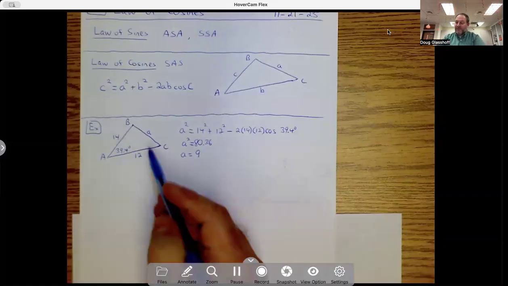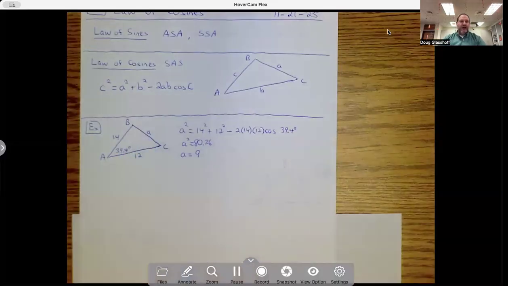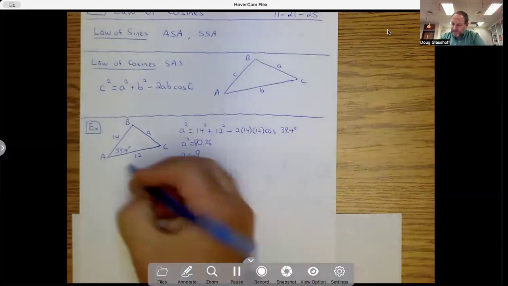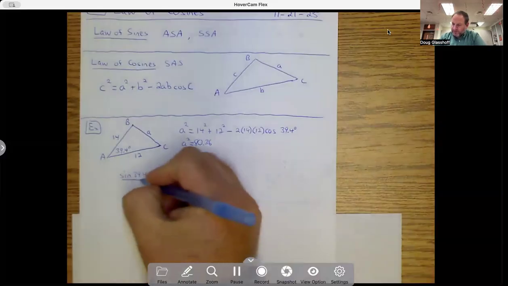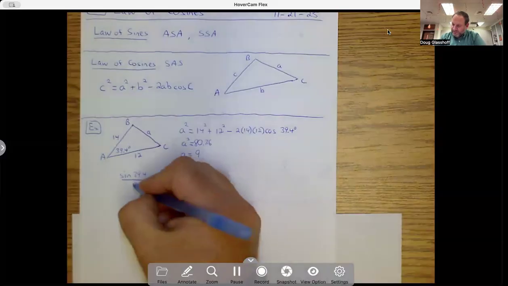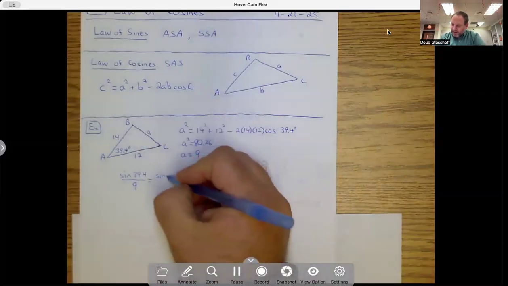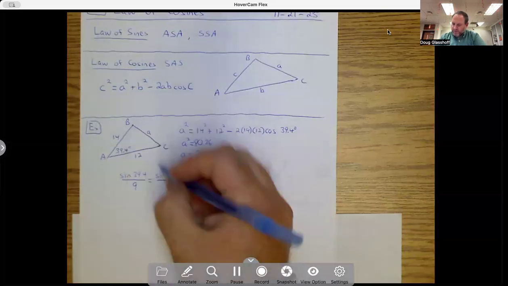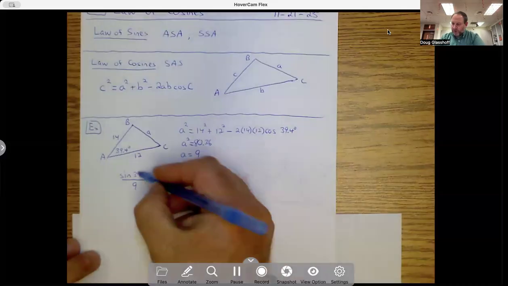Okay, so now we have a side, an angle and a side across. Remember, that's when you can use law of sines. So in this case, the sine of 39.4 is to 9, as the sine of B, which we don't know, angle B, is to 12. Okay. So again, just like yesterday, I'm going to cross multiply and solve.